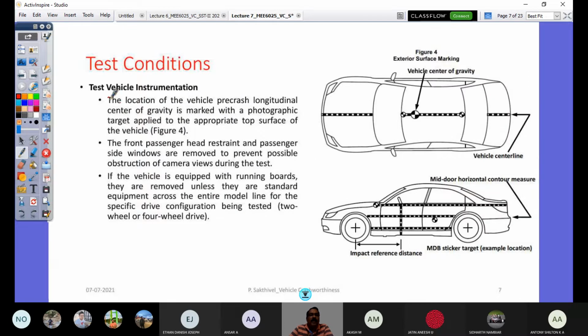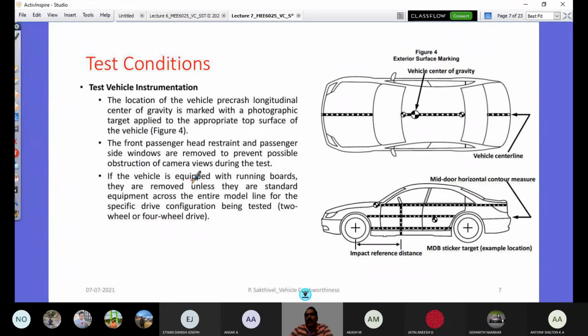Then the test vehicle instrumentation, if you look at this figure, is something different from what we have seen in the morning. In the morning, there are some 14 locations that you could see, and there were 4 important 64 mm strips, centimeter strips. So here now you see this for the side impact, these are the different markings on the exterior surface of the vehicle.